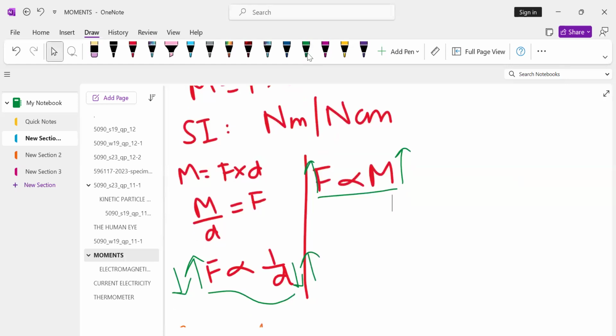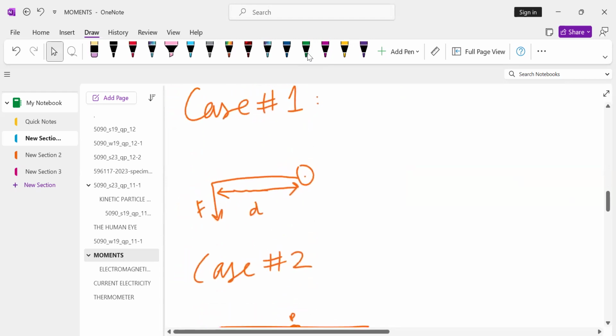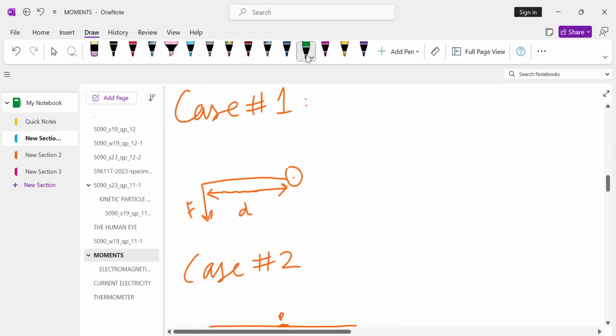Then we have six cases. This is case number 1. In this case, you can see this circle is the pivot. I have labeled it P. D is the distance and F is the force. So the distance from the pivot is perpendicular. It is making a 90-degree angle with the force, which is towards downwards. So this is the simplest case in this chapter of moment.